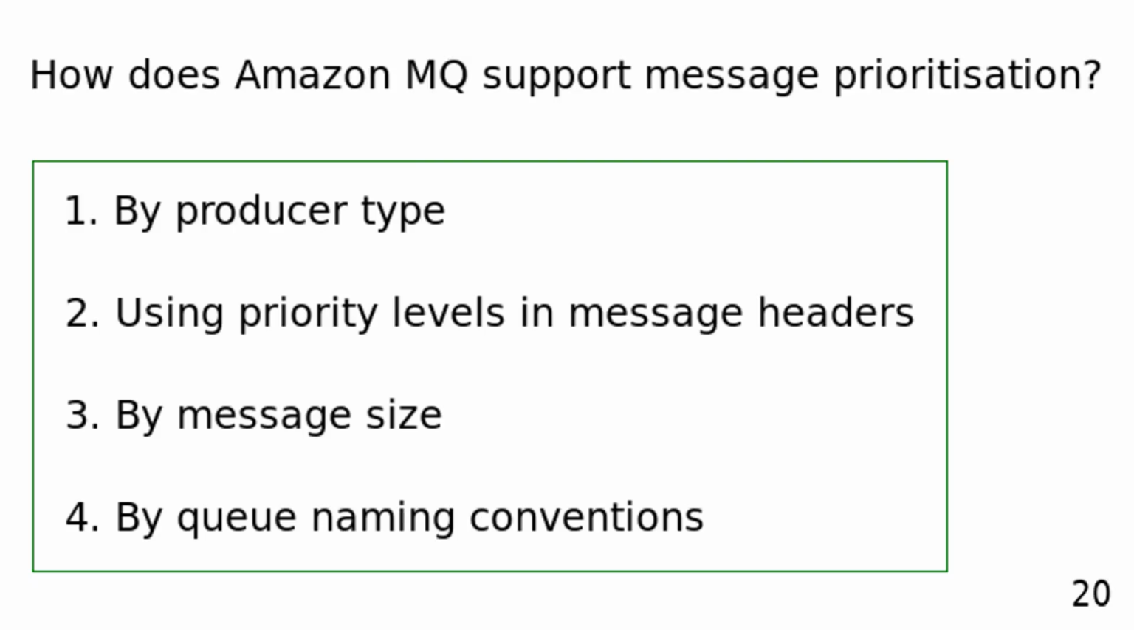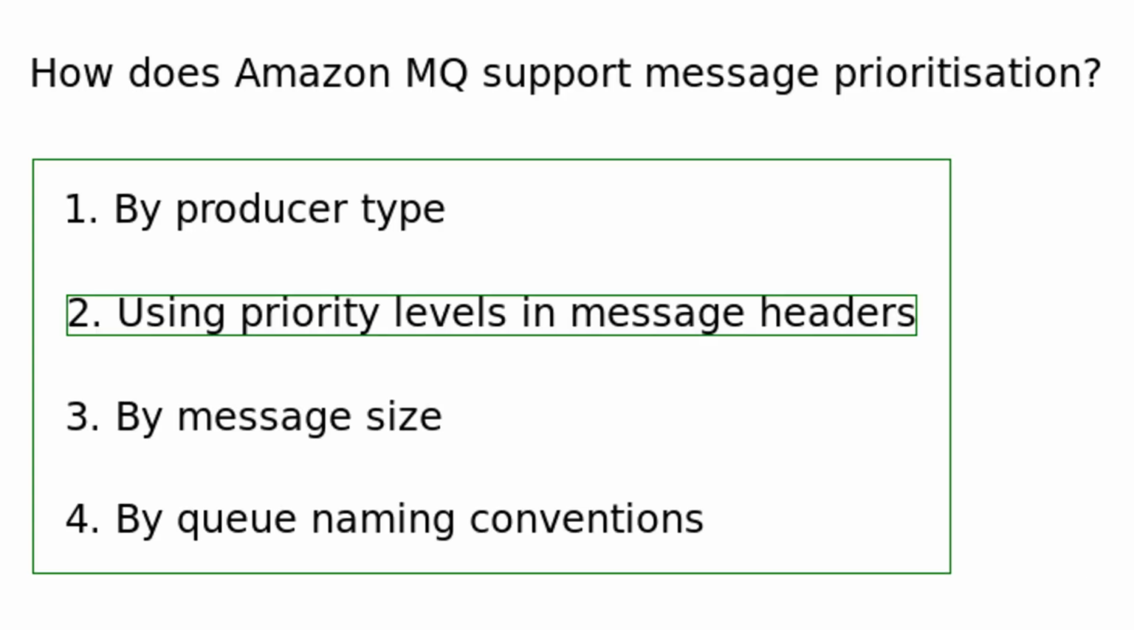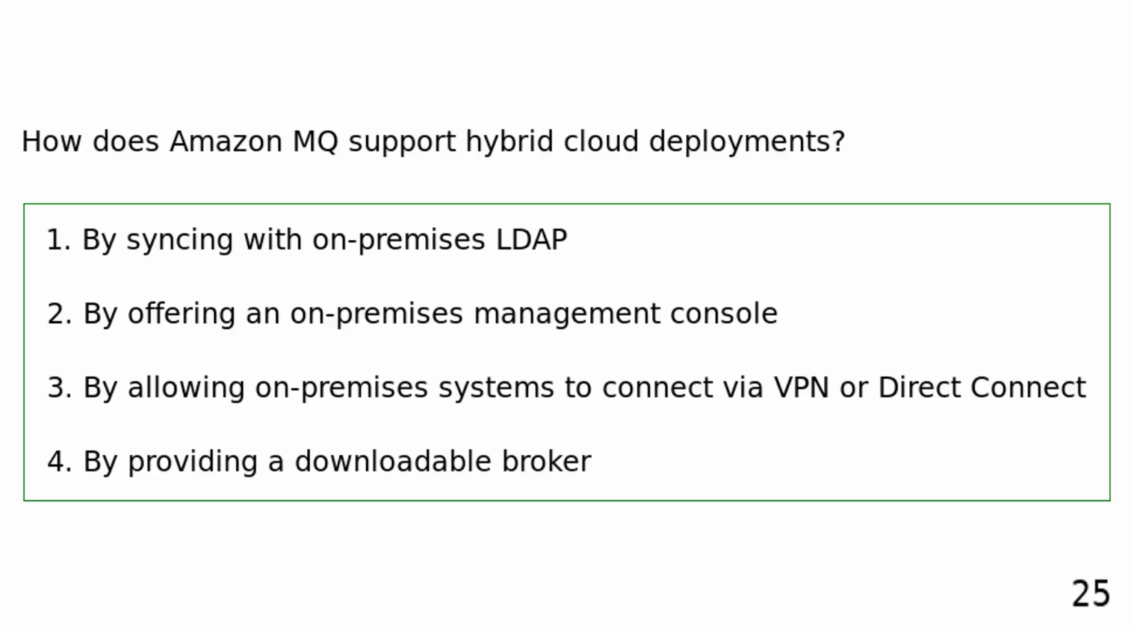How does Amazon MQ support message prioritization? By producer type. Using priority levels in message headers. By message size. By queue naming conventions. Amazon MQ supports message prioritization by allowing you to set priority levels in message headers, ensuring important messages are delivered first.